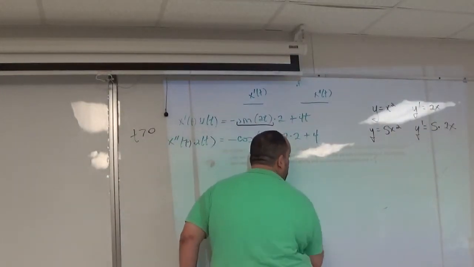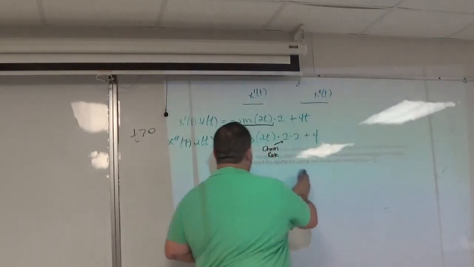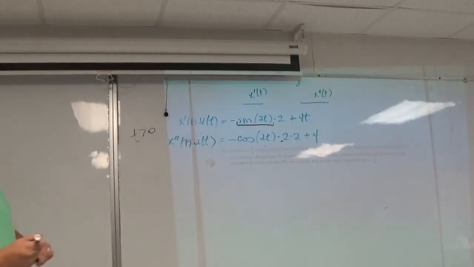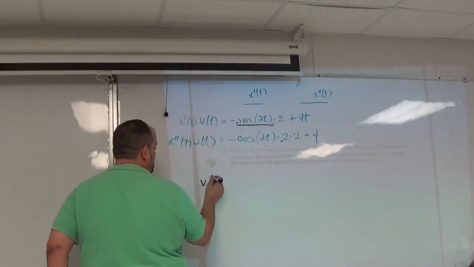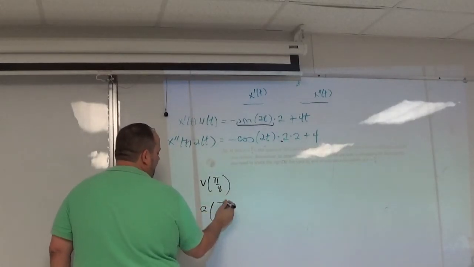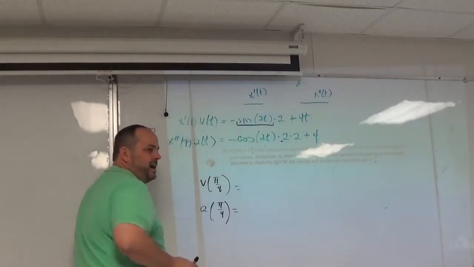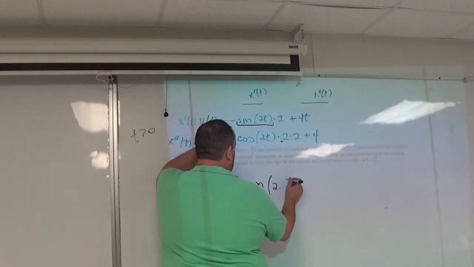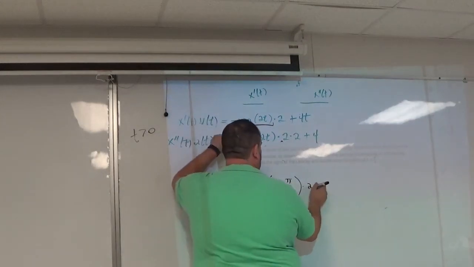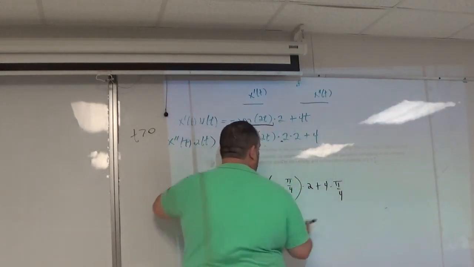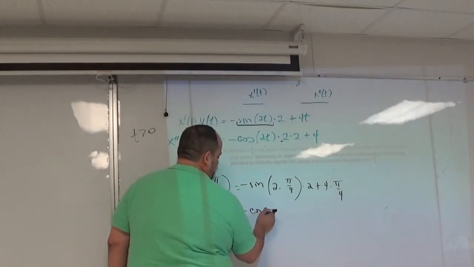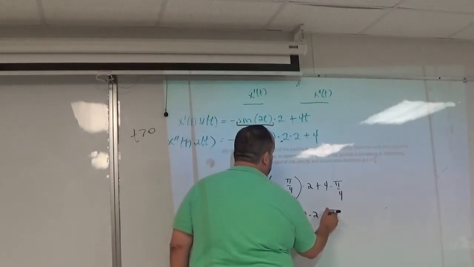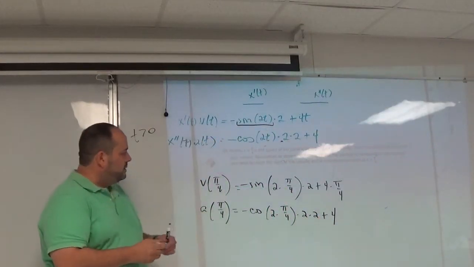All right, friends, here we go. I want to know if speed is increasing or decreasing. You need to know the velocity at pi over 4, and you need to know the acceleration at pi over 4. So I'm going to plug it in. The velocity is negative sine of 2 times pi over 4 times 2, plus 4 times pi over 4. Your acceleration is negative cosine of 2 times pi over 4 times 2 times 2 plus 4.